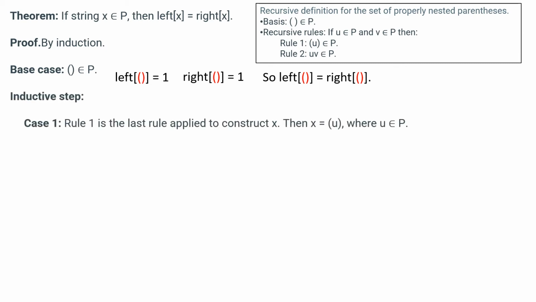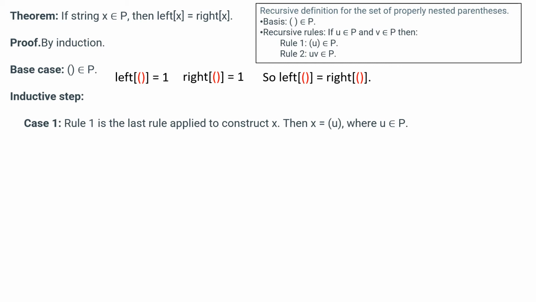Now we'll go and look at the inductive step. We're going to have to split it up into 2 cases, as we've said, because we can get elements using either Rule 1 or Rule 2. So for case 1, we're going to assume that we started out with something that's properly nested, and then we used Rule 1 to get a new one. We're going to assume that Rule 1 is the last rule applied to construct this new element X.